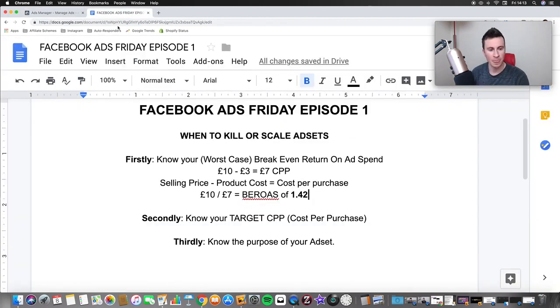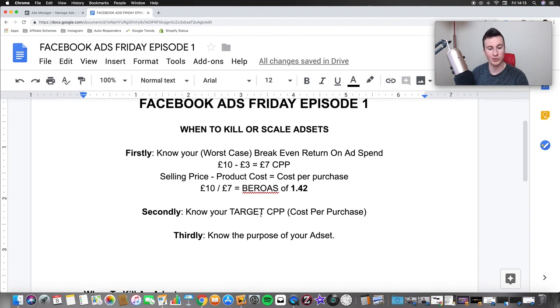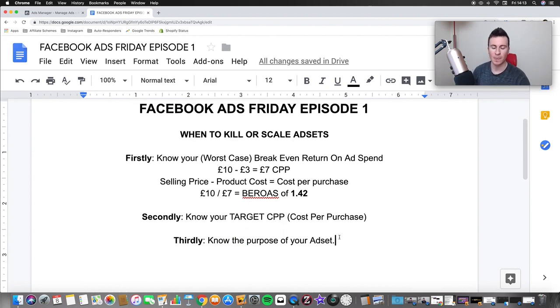So if we go back to the second point, which is know your target cost per purchase, we've found that working out this first one. As we can see, our cost per purchase in this section is £7. And thirdly, you need to know the purpose of your ad set. If you're running traffic, or a purchase ad set, or a PPE campaign, then the purpose of the ad sets is completely different, so you have to gauge the results differently. For example, if you're running a PPE campaign, you're not going to base that on your cost per purchase. You wouldn't compare that against a WC campaign. It just doesn't work like that.